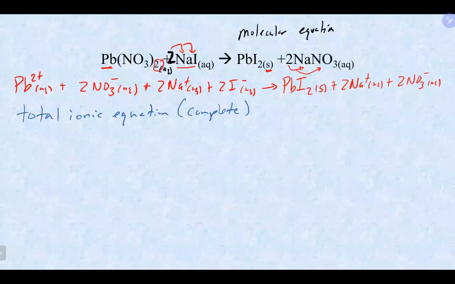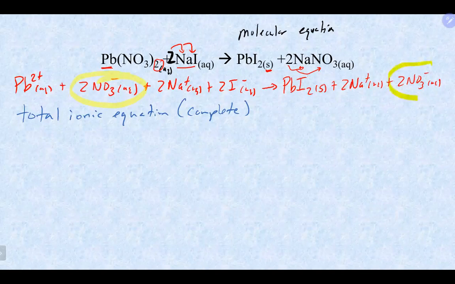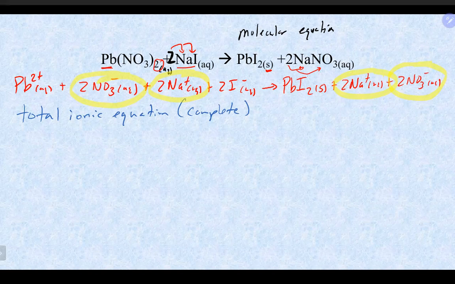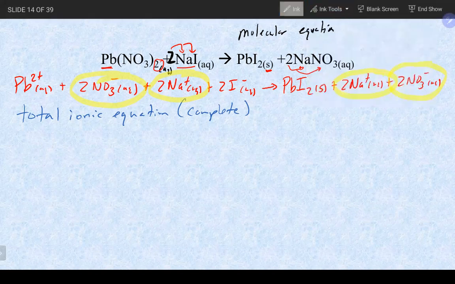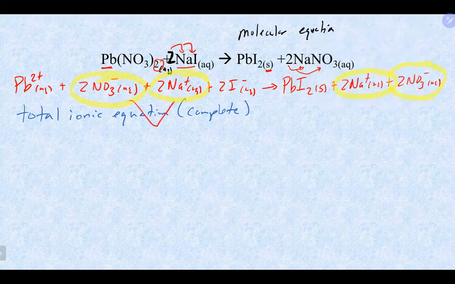So for example, here, I've got a couple of nitrates over here, and a couple of nitrates on that side. I also have a couple of sodiums over here, and a couple of sodiums over here. They're the exact same ions on both sides of the arrow. Their exact numbers are the same. These guys are what are referred to as spectator ions.